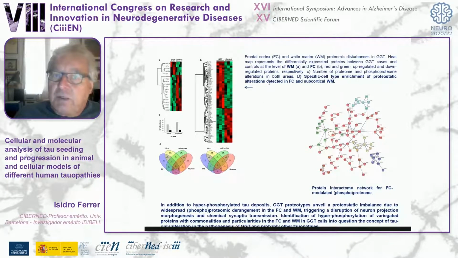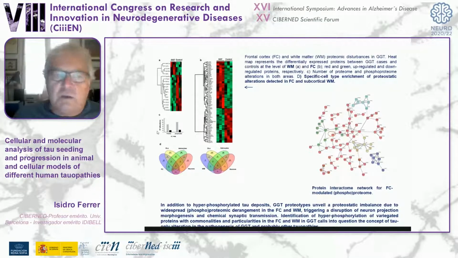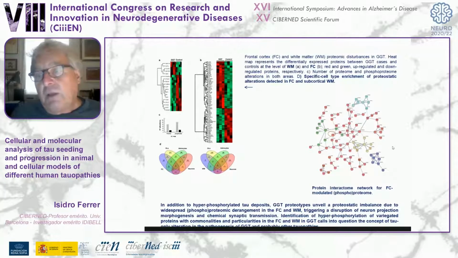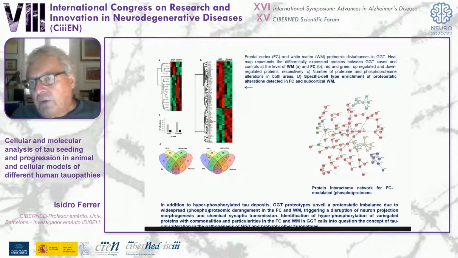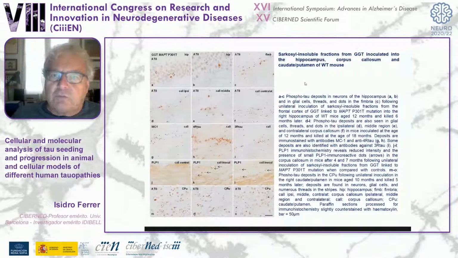So here we have seen that there is an enrichment of protein alterations other than those expected for tau. There are many other proteins which are phosphorylated in the white matter and in the cerebral cortex in GGT patients. So this is a kind of protein-protein interactome and phosphoproteome in the frontal cortex, indicating that phosphorylation of these abnormal proteins may have some impact on other molecules. We will discuss this in more detail afterwards.